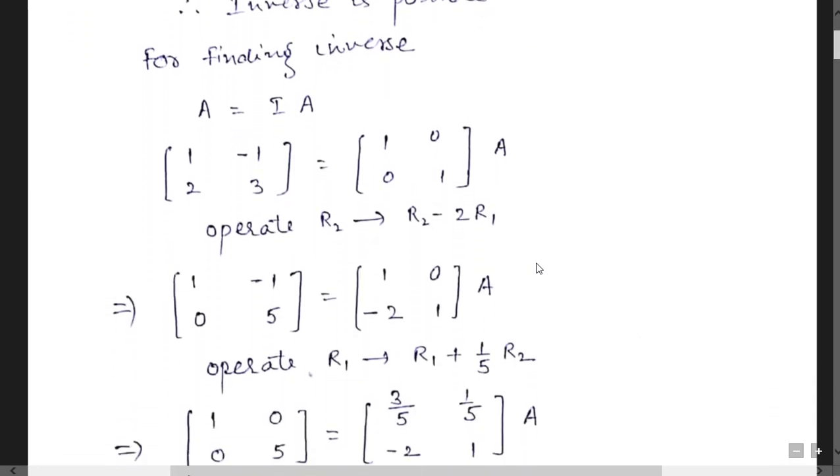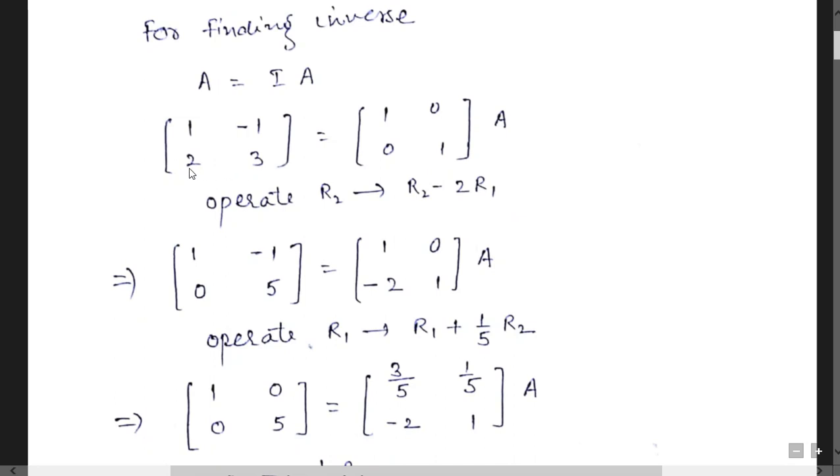Now, how to find out the inverse? A can be written as I into A. Now, insert the value of A on the left hand side and I on the right hand side, with A as it is. Now, what is our purpose? We have to develop 1 0 0 1 on the left hand side, and the matrix on the right hand side in place of the identity matrix is the inverse of the matrix. Let us try.